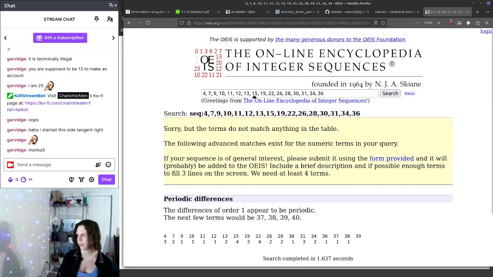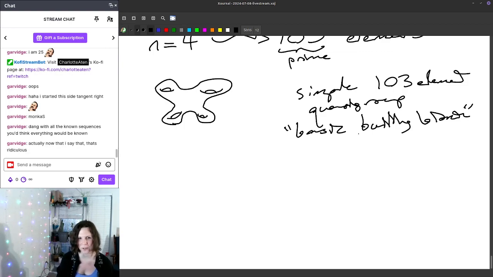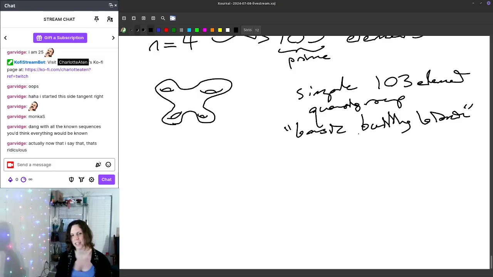Nah, it's got nothing. None of these sequences show up anywhere. Well, that's okay. I mean, that's life, you know. It's not too hard to find an integer sequence that's not in the encyclopedia. It's always a cool surprise when you find something that's in the encyclopedia. No, I understand. So it's not ridiculous exactly.